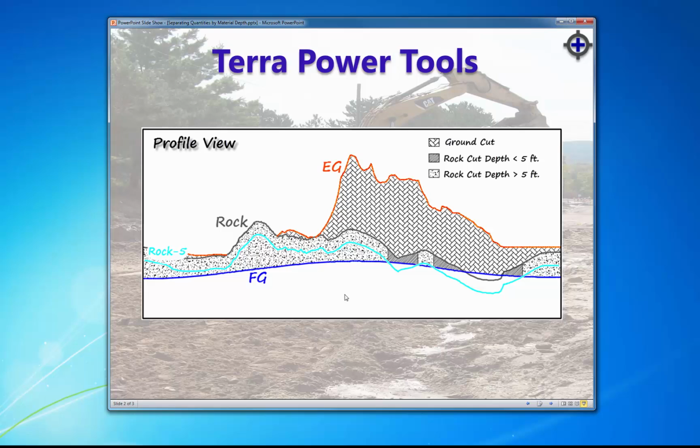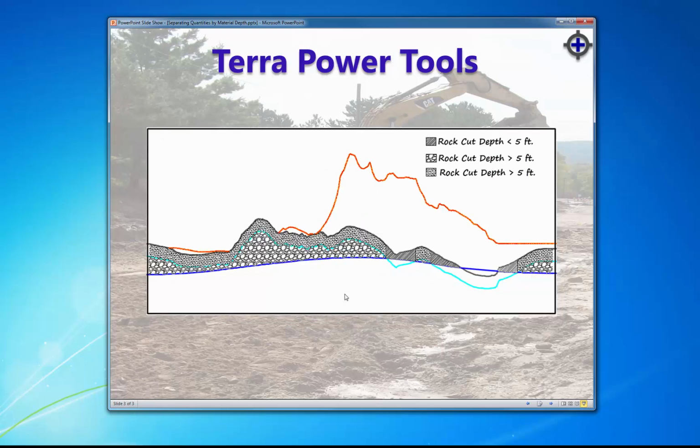Next, we observe that wherever the surface rock -5 intersects finished ground, the depth of rock cut is precisely 5 feet. We also observe that rock -5 separates the rock cut material into three regions. One that is bounded by rock at the top and FG at the bottom. Two that is bounded by rock -5 at the top and FG at the bottom. And three that is bounded by rock at the top and rock -5 at the bottom. Note that two of these constitute the same material.